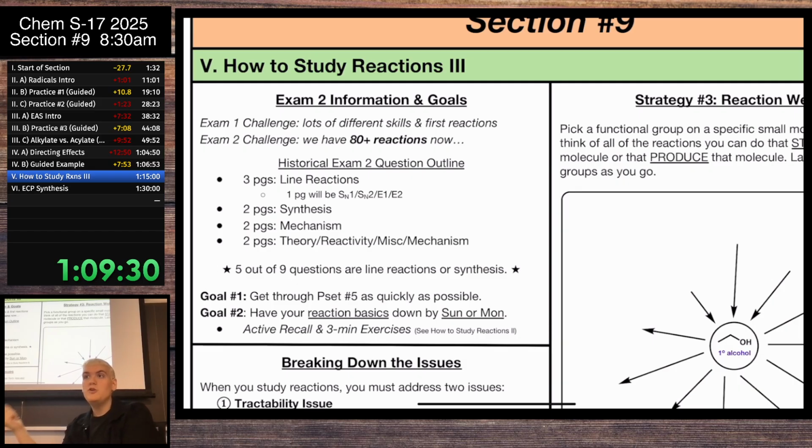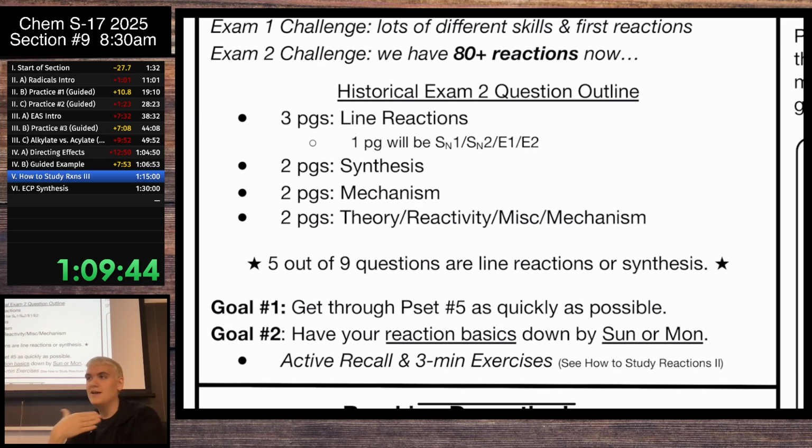Just because you are going to need directed time to practice in order to build the skills of, okay, I have the basics down. How do I assemble these molecules, think through synthesis, all the mechanisms and everything? And so, again, the most effective strategy I've seen is the little 3-minute exercises, the drills, anything that does active recall, go with that. And you can see how to study reactions from last Friday, how to study reactions part 2.